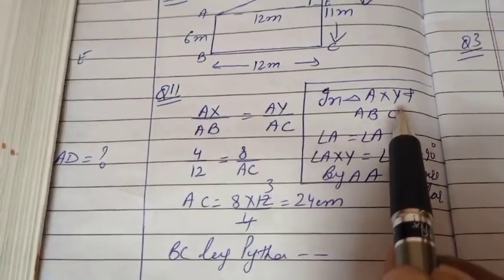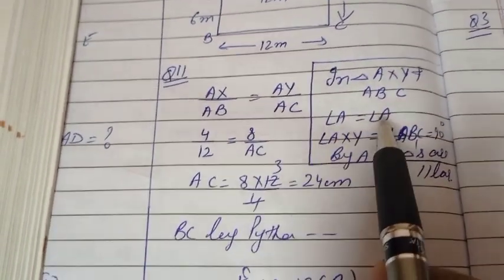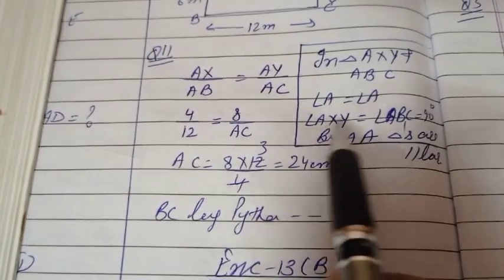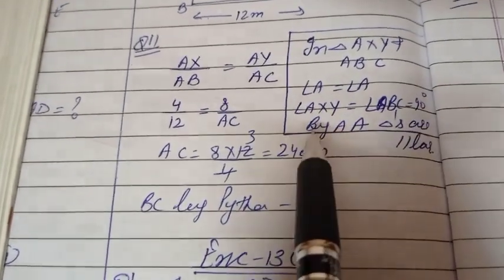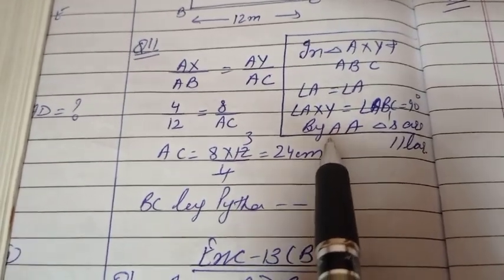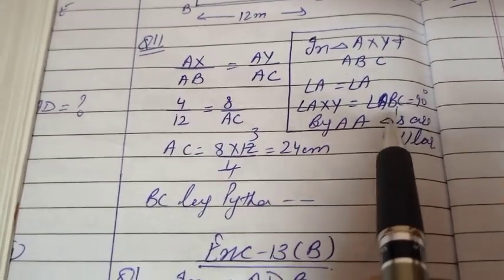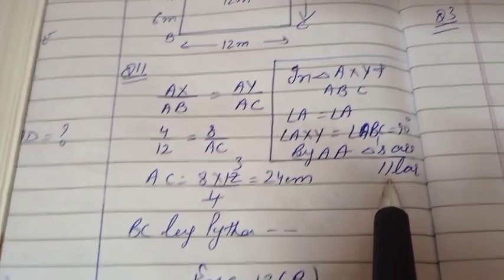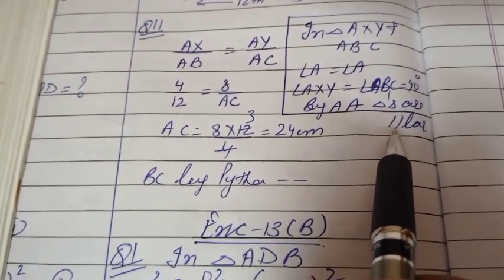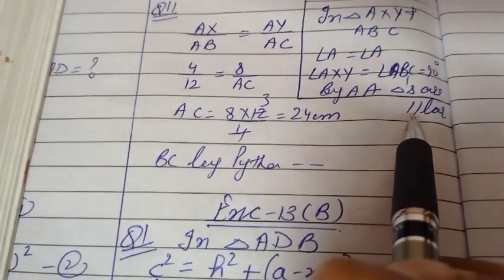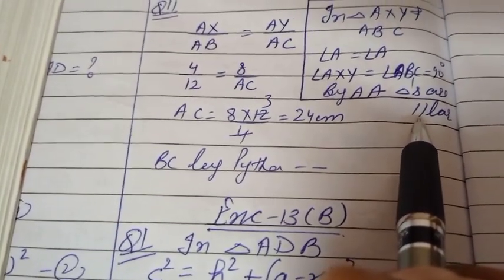I wrote here. Look here. In these two triangles, angle A is equal to angle A. Angle AXY is equal to angle ABC is equal to 90 degrees. So by AA postulate, AA means angle-angle postulate, both the triangles are similar. Okay. Now what is the property of similar triangles? If the triangles are similar, their sides are in proportion.